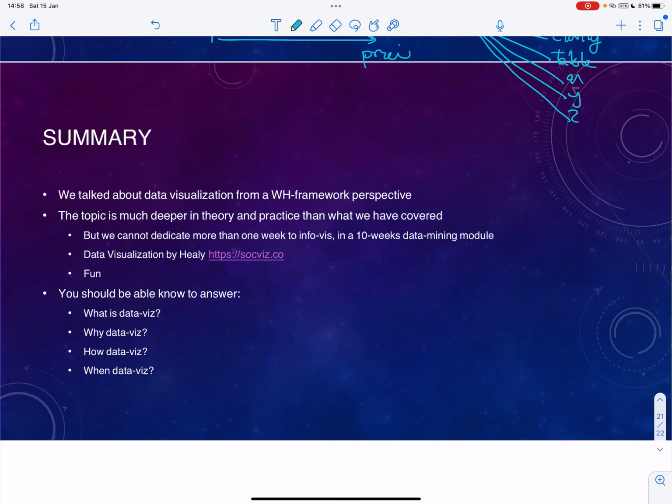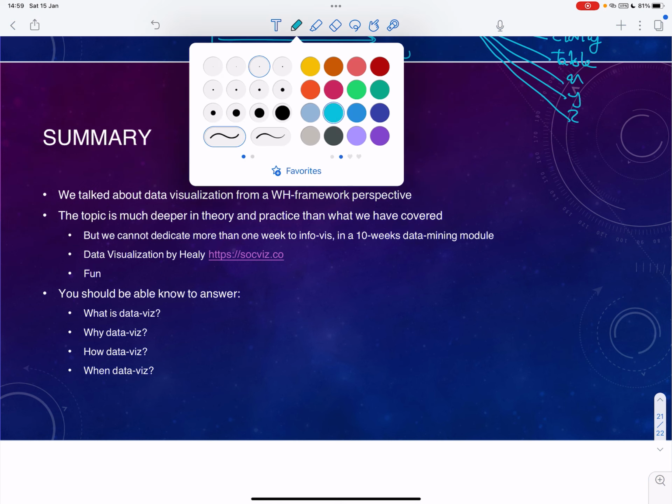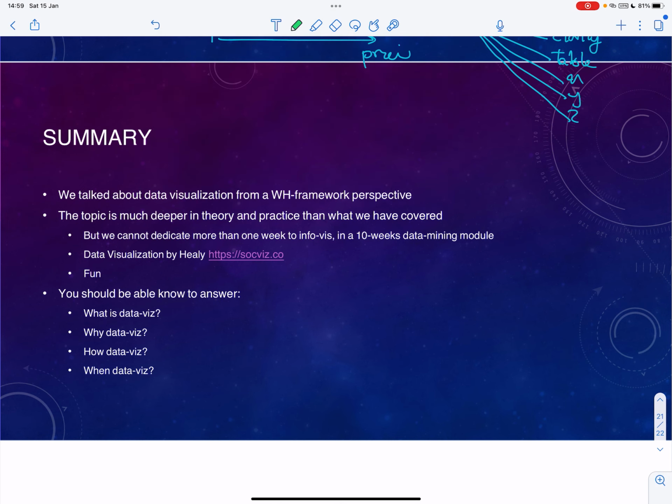So at the end, to wrap it up, we talked about data visualization from a WH framework perspective. The topic is much deeper in theory and practice than what we have covered. But we cannot dedicate more than one week to information visualization in a very brief data mining module.